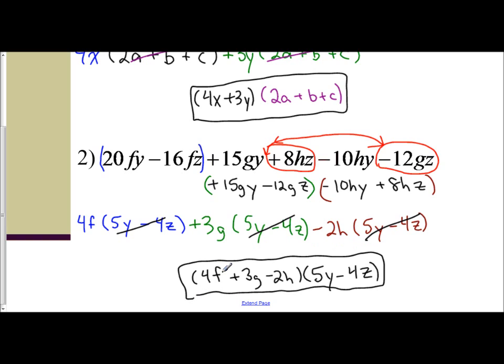So sometimes you will have to rearrange in order to factor by grouping, and when doing that, you have to look for a pattern, a repeated pattern in the concepts.